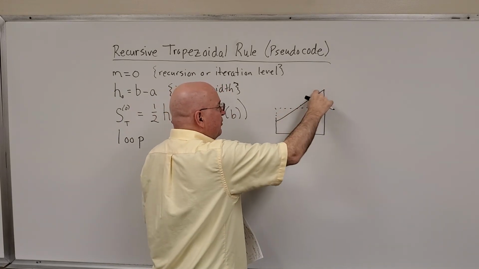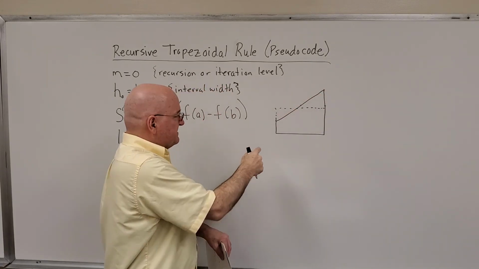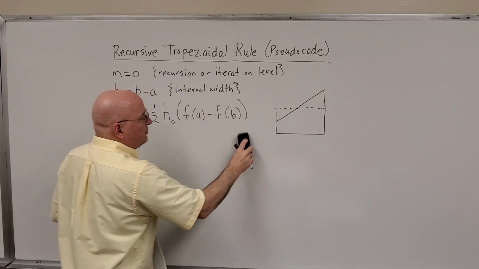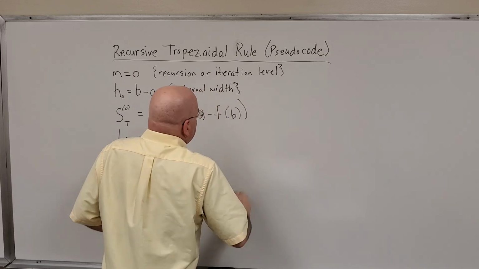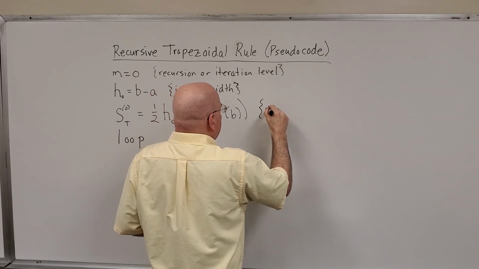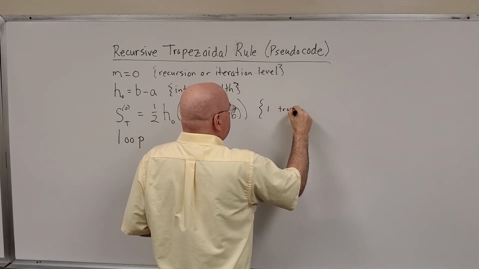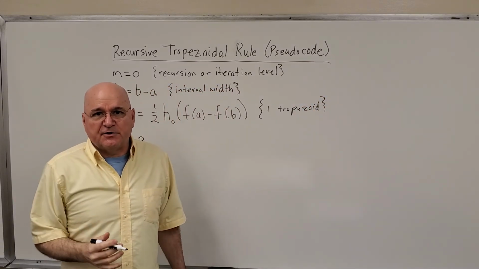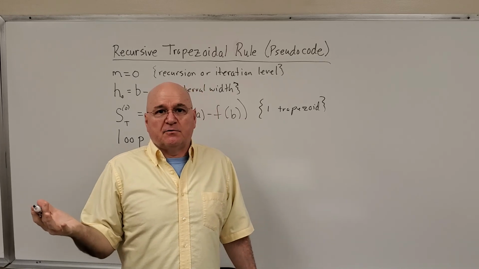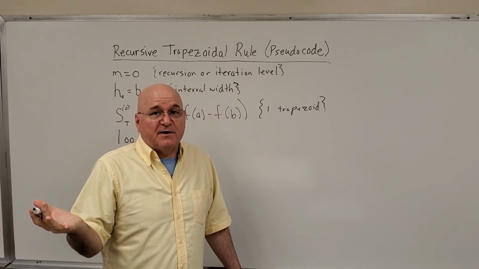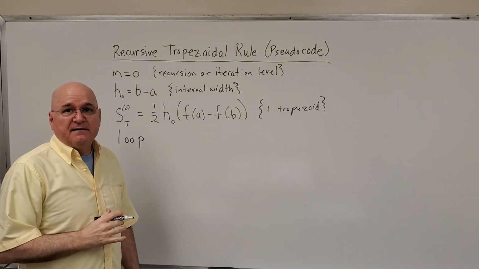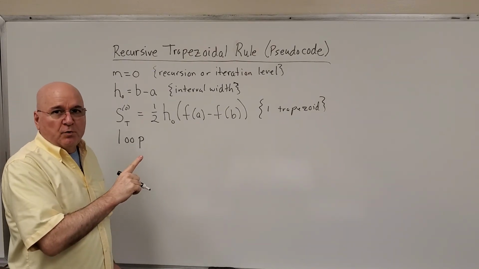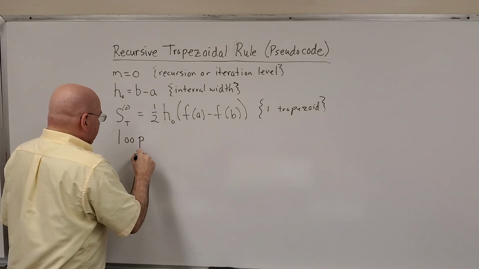When you take the midpoint of the heights between these two heights, the height f of A and the height f of B. So that's just the area of one single trapezoid, and I'll just put one trapezoid. That could be considered an estimate of the integral. Typically it's not a very good one, but it could be. It's our initial estimate.